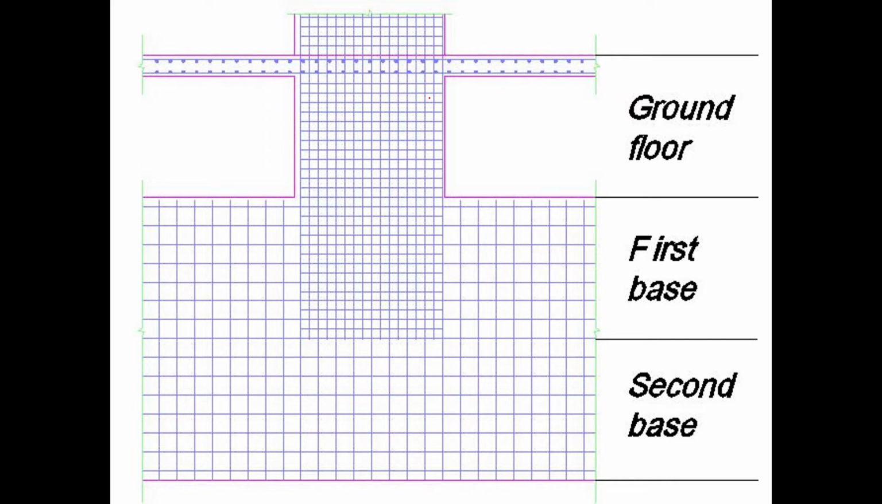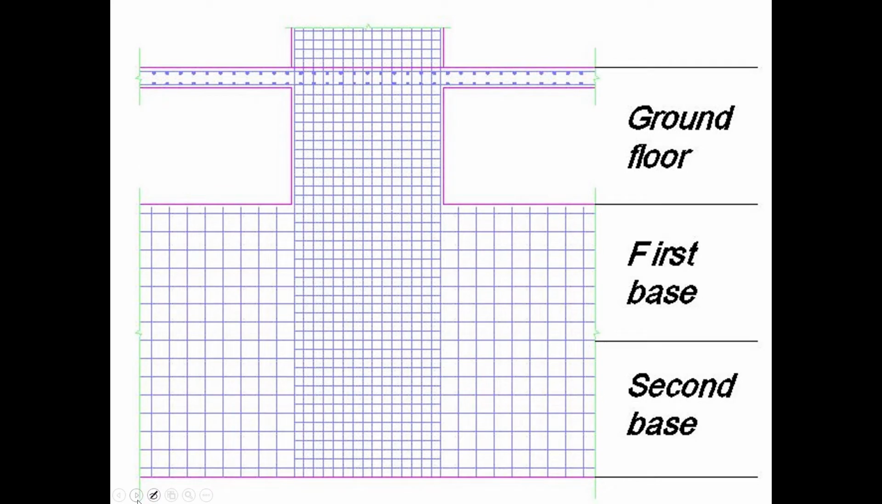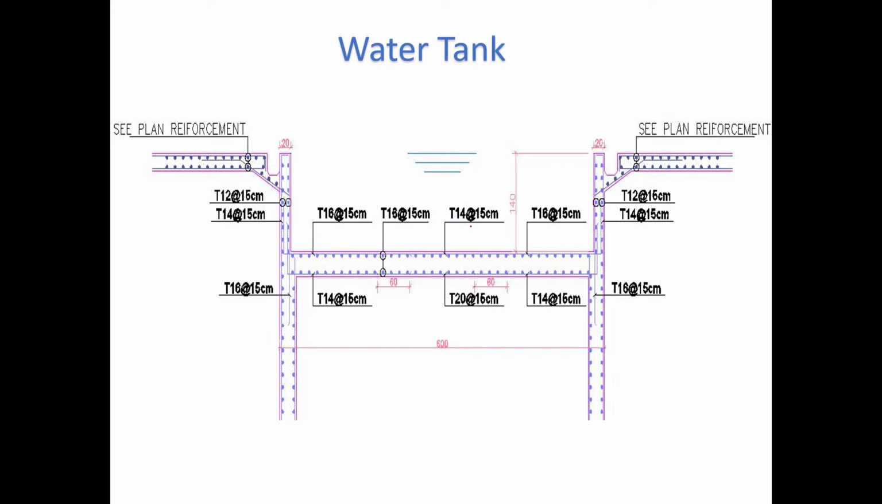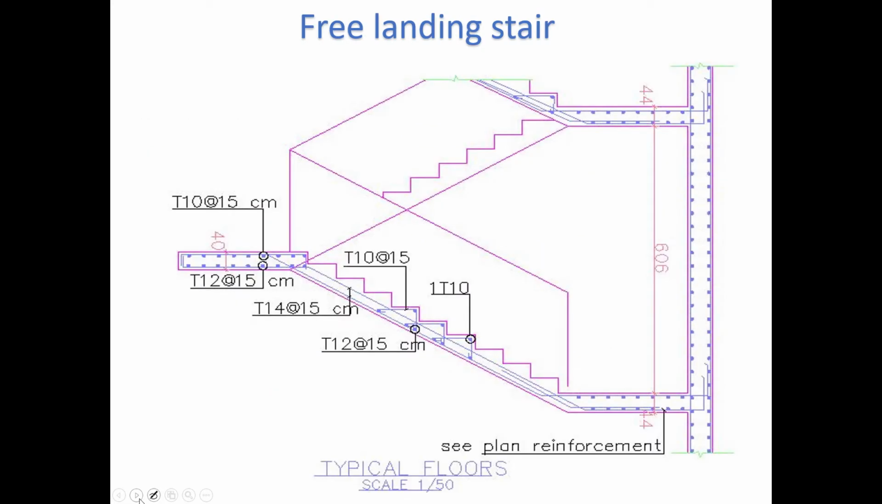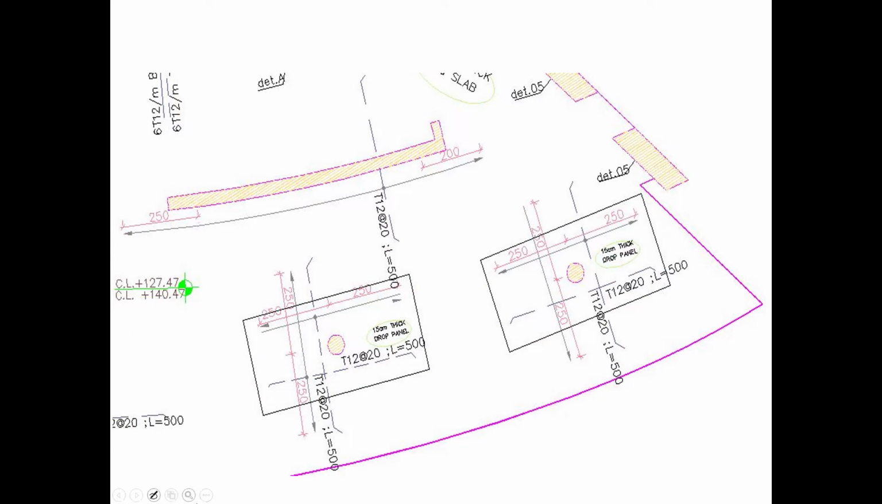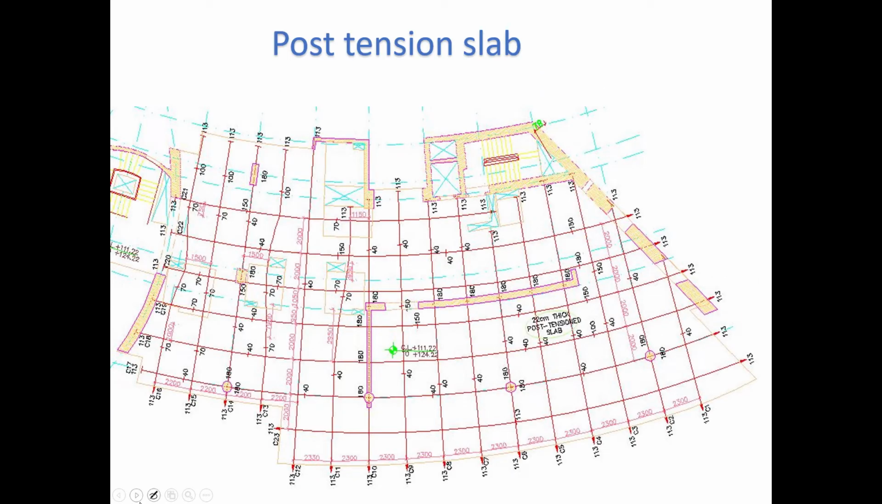second base. So these are the connections between walls, because we have a retaining wall actually, and after the first base our wall dimensions will be smaller, so we are going to do a special connection between these two. We have a retaining wall also, we have a water tank, and these are the detailing steel for our water tank. We have a free landing also. We have a flat slab, we have a radial, we have a post tension slab also.